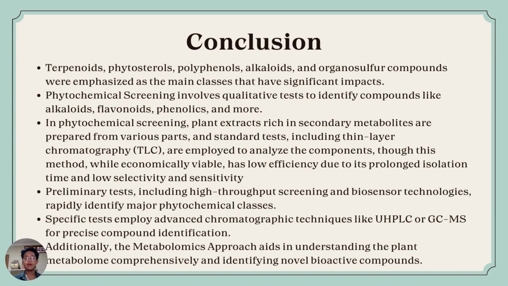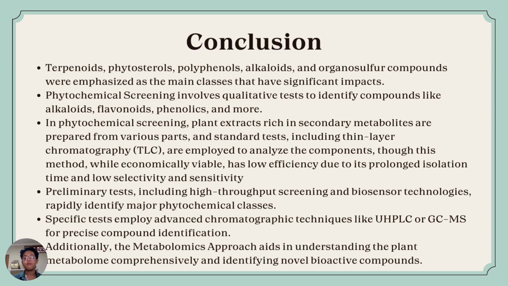Now I would like to summarize our student project. Terpenoid, polyphenol, alkaloid, and organosulfur compounds were emphasized as the main classes that have significant impact. Phytochemical screening involves qualitative tests to identify compounds like alkaloid, flavonoid, polyphenol, and more. In phytochemical screening, plant extracts rich in secondary metabolites are prepared from the various parts, and standard tests, including thin layer chromatography, are employed to analyze the components.